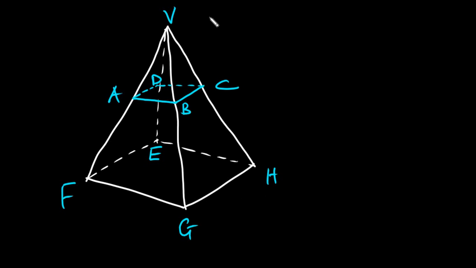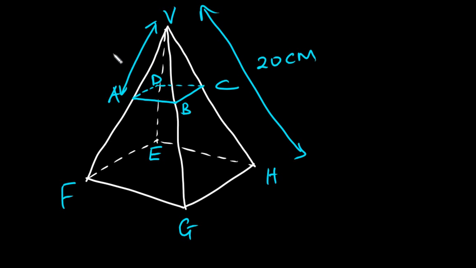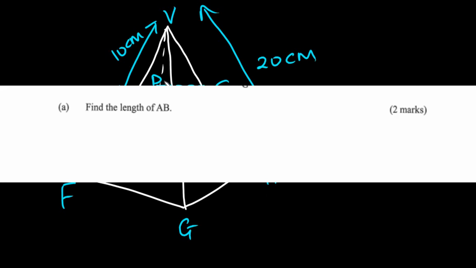So we are given that the slant length of this pyramid is 20 centimeters, and from V to A is 10 centimeters. And then we are also told that all these edges VA, VB, VC, and VD are equal, and each one of them is 10 centimeters long. So let's look at the first question. The first question states: find the length of AB.